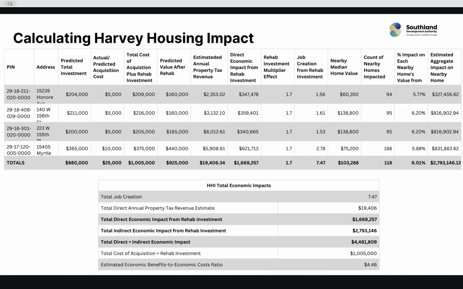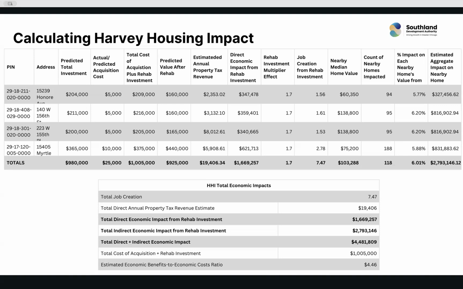Now let's walk through the Harvey Housing Initiative in detail. SDA has invested a total of around $1 million in 4 housing rehabilitation projects in Harvey. That capital produced a direct construction impact of $1.6 million through contractor wages, material purchases, and related services.